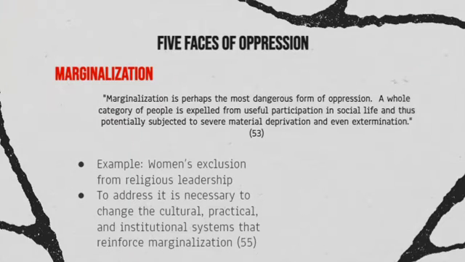Young writes, "Marginalization is perhaps the most dangerous form of oppression. A whole category of people is expelled from useful participation in social life and thus potentially subjected to severe material deprivation and even extermination." An example of marginalization would be the exclusion of women from positions of religious leadership. Many religions marginalize women from holding leadership positions, such as being rabbis, priests, and imams. To address marginalization, it's important to restructure those forms of society that would keep them marginalized. For example, many religious communities have placed women in leadership roles, making them into rabbis, priests, and imams.